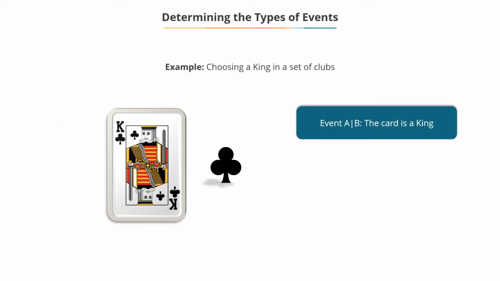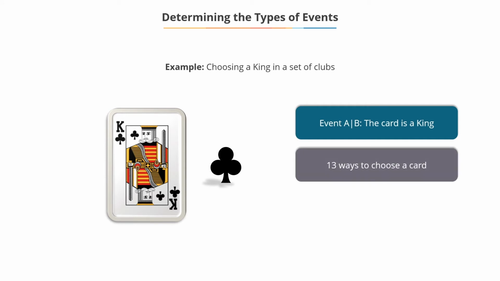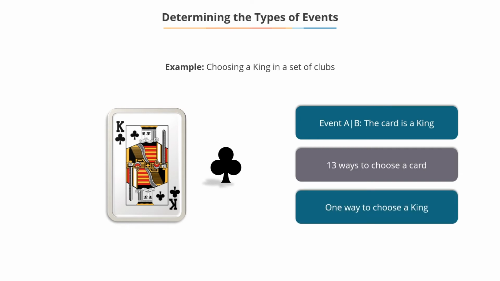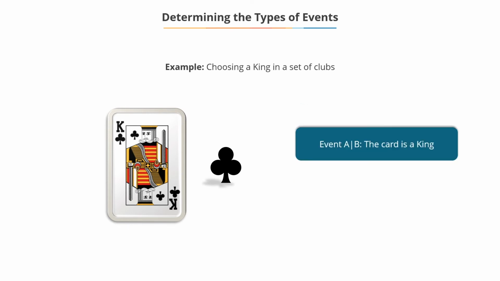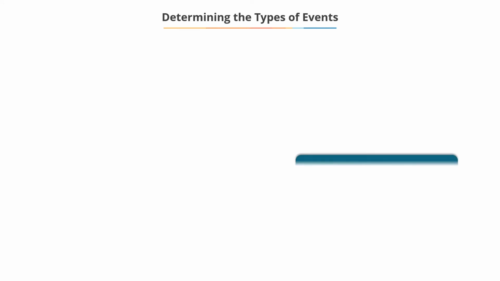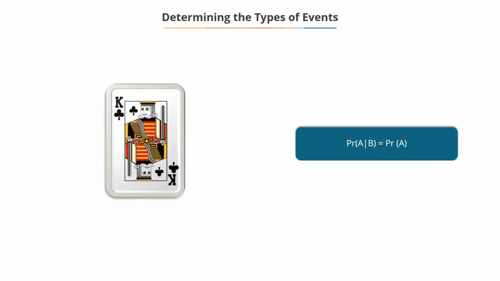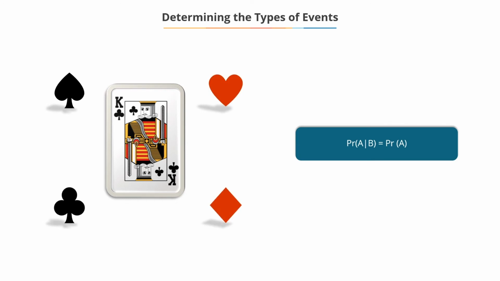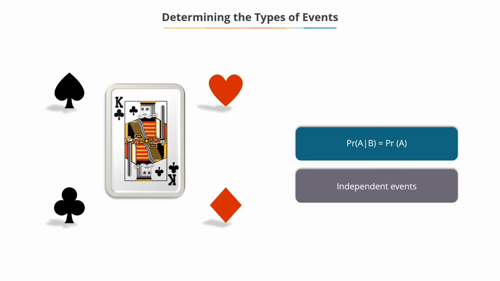Consider an event AB. Given that the card is a club, there are 13 ways to choose a card. There is only one way to choose a king from a set of clubs. Hence, probability of AB is 1 by 13. Thus probability of AB equals probability of A, and the occurrence of a king does not depend on whether the card is a spade, club, heart, or diamond. In other words, the two events are independent.